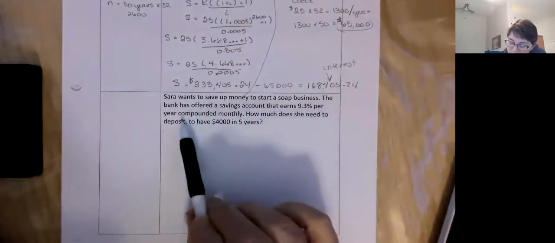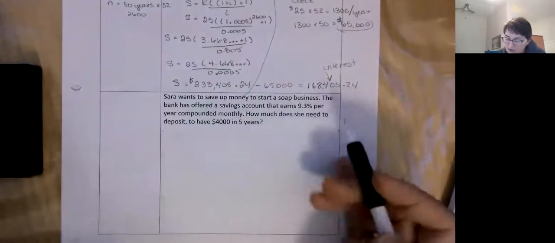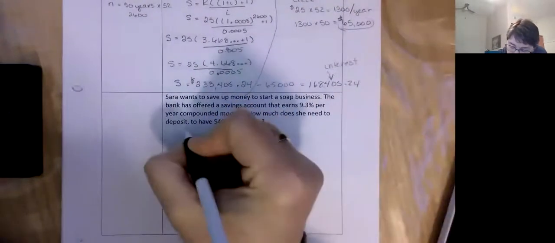All right, Sarah wanted to save up some money to start a soap business. The bank has offered a savings account that earns 9.3% per year compounded monthly. How much does she need to deposit to have $4,000 in 5 years? Okay, I missed a word in there. Deposit monthly.